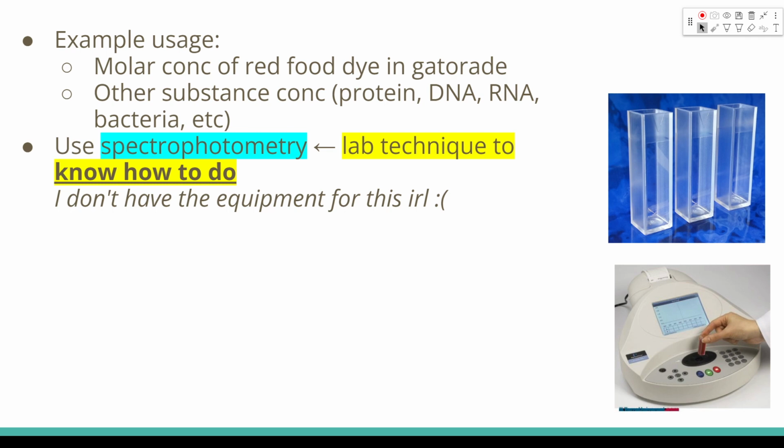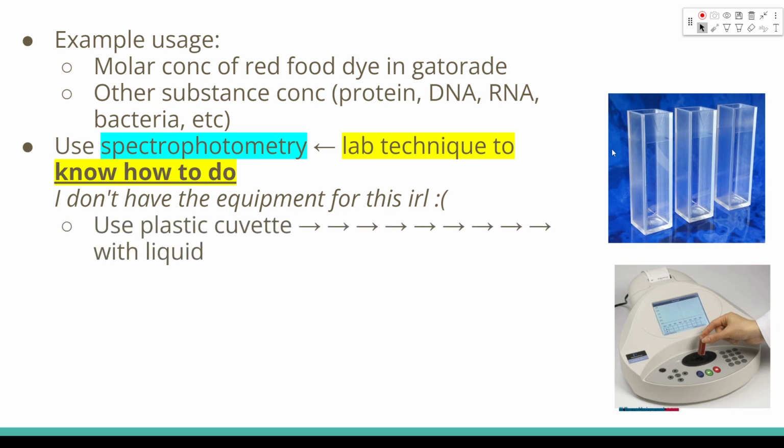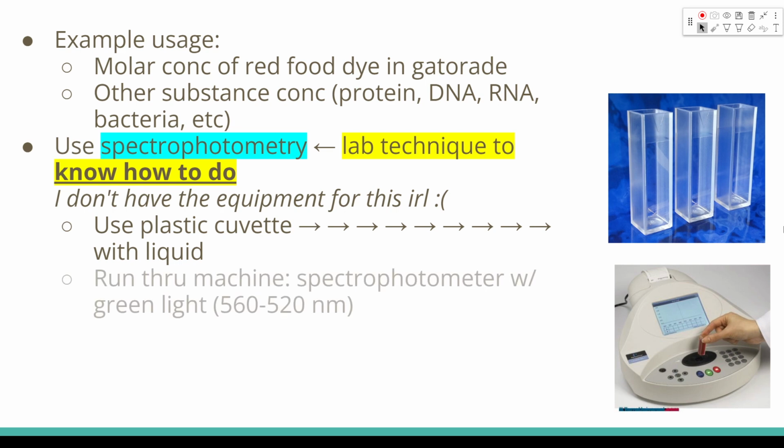I don't have this equipment, so we're not doing it in class. But essentially we have this little machine, as you can see here. And you have this little cuvette filled with whatever solution you're trying to analyze. You put that cuvette in, cool. So this is the cuvette. It is plastic. You put your solution in there and then you analyze it.